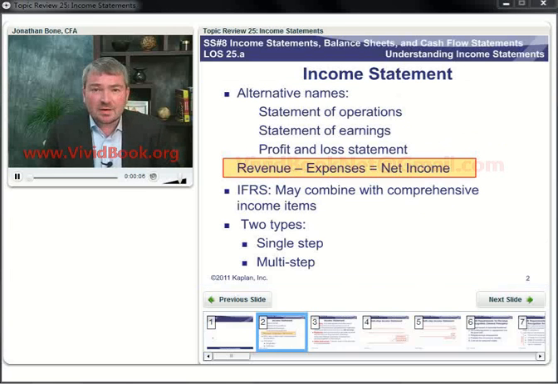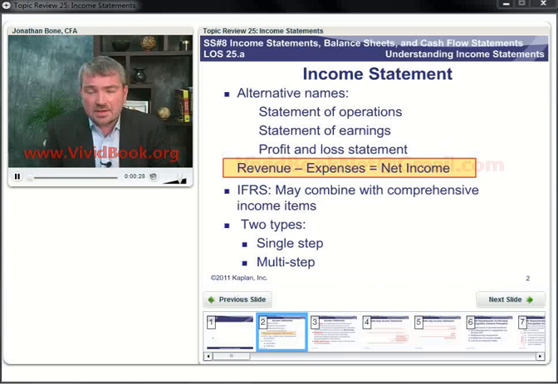Okay, straight into our first learning outcome that asks us to describe the components of the income statement. Now, first of all, let's just be aware of some alternative names they could throw at us in the exam that just mean income statement. It could be called the Statement of Operations, could be called the Statement of Earnings, or alternatively the Profit and Loss Statement, which tends to be more common in Europe.